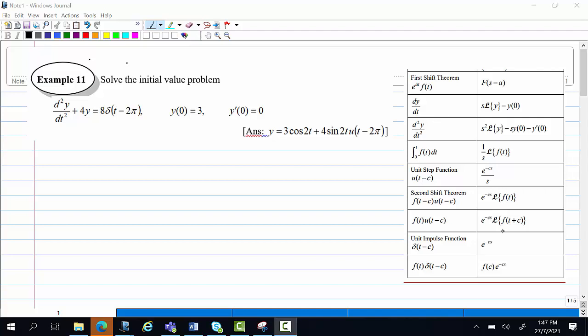To solve this differential equation, take the Laplace transform of every term. So we have the Laplace transform of d²y/dt², plus 4 times the Laplace transform of y, equal to 8 times the Laplace transform of the delta impulse function of t minus 2π.